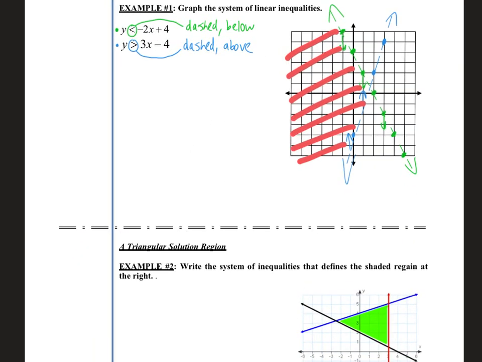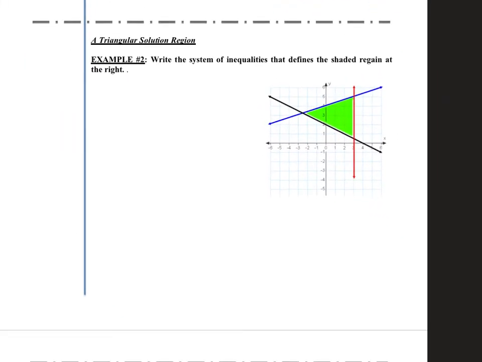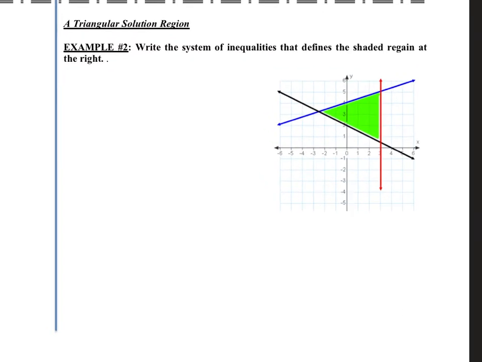Moving on. Get my notes ready here. All right, now we're going to go the opposite direction. In this case, it says write a system of inequalities that defines the shaded region at the right. So we're actually given a shaded region, and we have to come up with a solution for this. So let's go ahead and do this. Let's start with blue. We'll start with the blue line first.